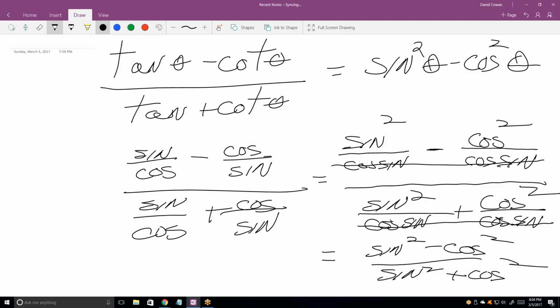Well, what's the denominator equal to? Sine squared plus cosine squared? 1. That's how you get it. Oh, okay.